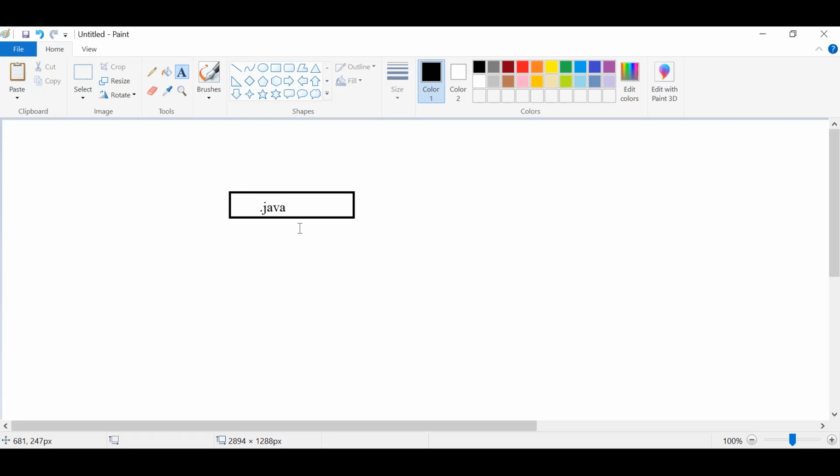What is that default notepad extension? Notepad extension. Default notepad extension. What is that?